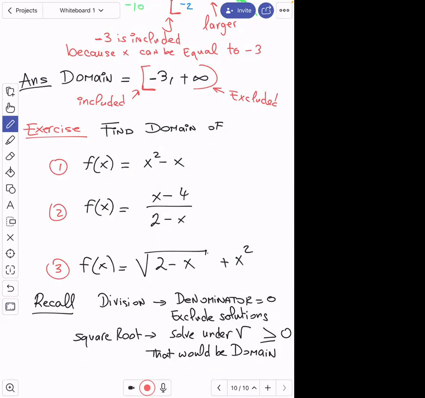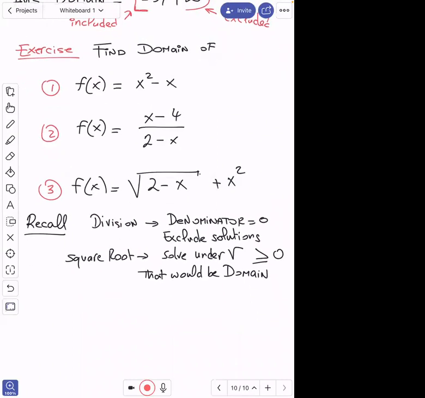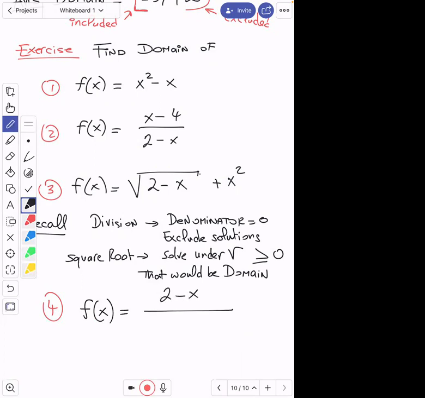I'm going to add another problem, another function. Number 4 is going to be kind of tricky. In this number 4, we're going to have at the same time a square root and a division. So that's why I'm going to do this example. Let's say here you have 2 minus x over the square root of 4 plus x, and then minus 2.